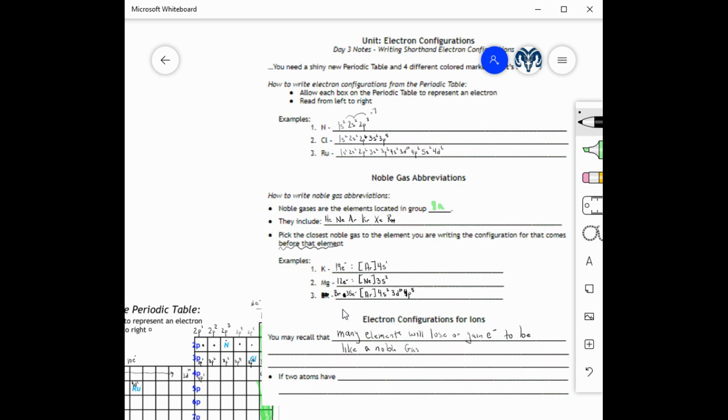Noble gases are stable. They have a full outer shell of electrons, so they don't react with other elements. So elements will gain or lose electrons to become more stable.